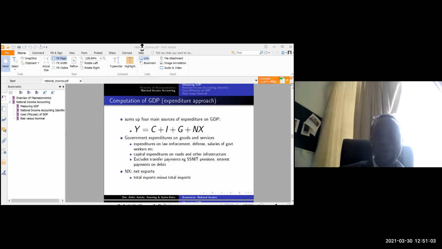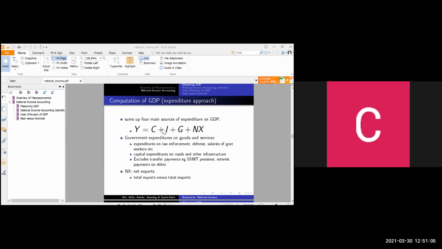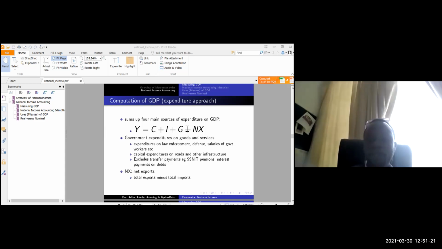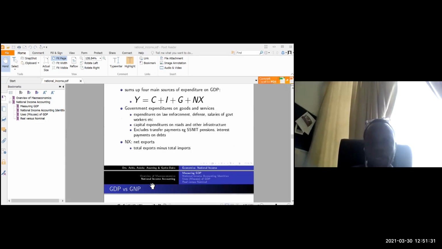I said that on a policy level, it's important that as a country, we export more than we import. In that sense, the NX becomes positive. But if imports outweigh exports, then the NX here will be negative. So it's important that this understanding is very clear when it comes to the variable net exports. So that is what we have.